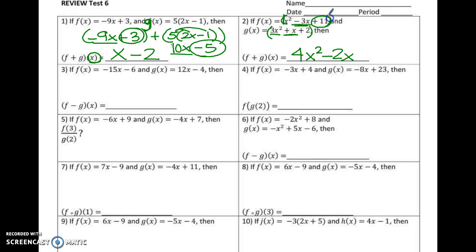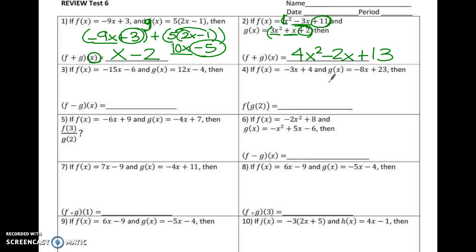And the 11, positive, can go with the positive 2. 11 plus 2 would give you 13. So that is the new function when you add f and g together.